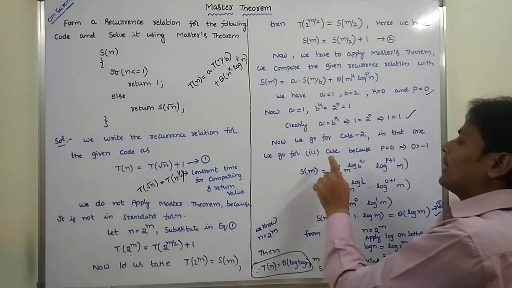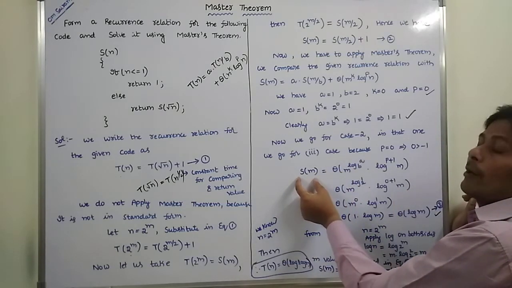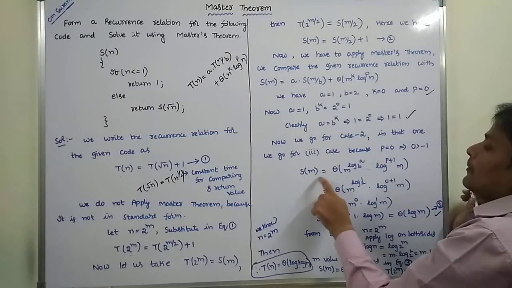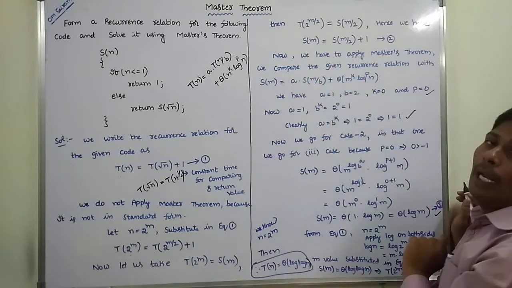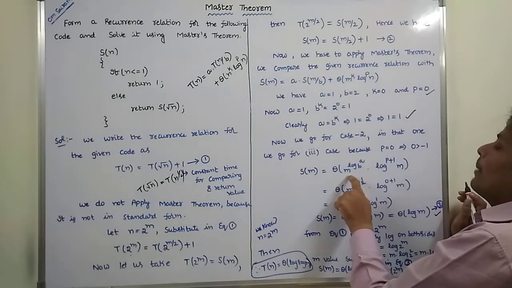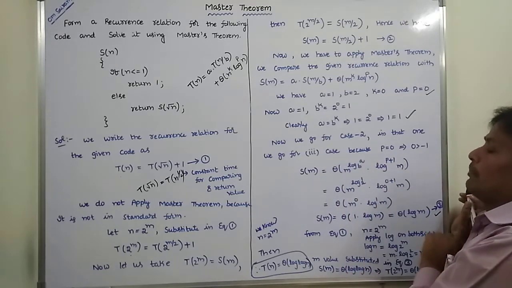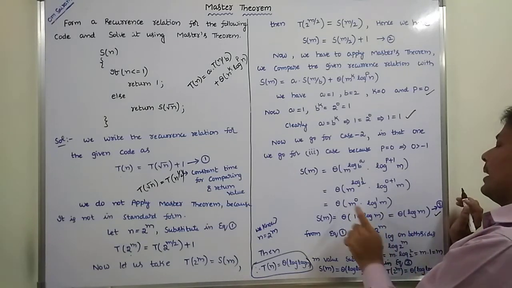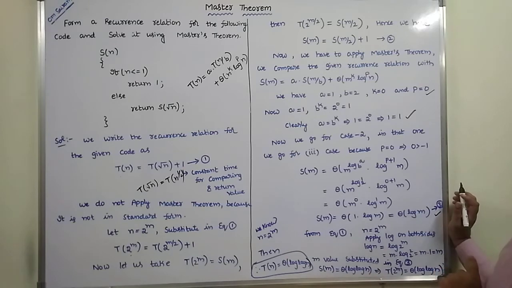In subcase 3, this is the time complexity. T of n, we have to write S of m, because T of n can be written as S of m. S of m is equal to theta of m, we have to use the variable m, m log m power log b power a into log power p plus 1 of m. The a, b and p values are substituted. So then we get S of m is equal to theta of log m.